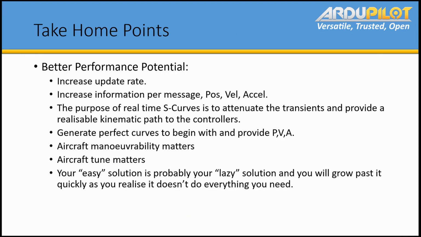So to get better performance potential out of your path planning, you want to increase your update rate. So that's first thing, 400 hertz. The faster you go, the smaller those discontinuities. Okay. Increase the information per message. The closer you get to position, velocity, acceleration, and a fully defined path, given the information that's available, the better that path will be, and it will take care of the jerk. And yes, there's always a chuckle when I say I'll take care of the jerk.